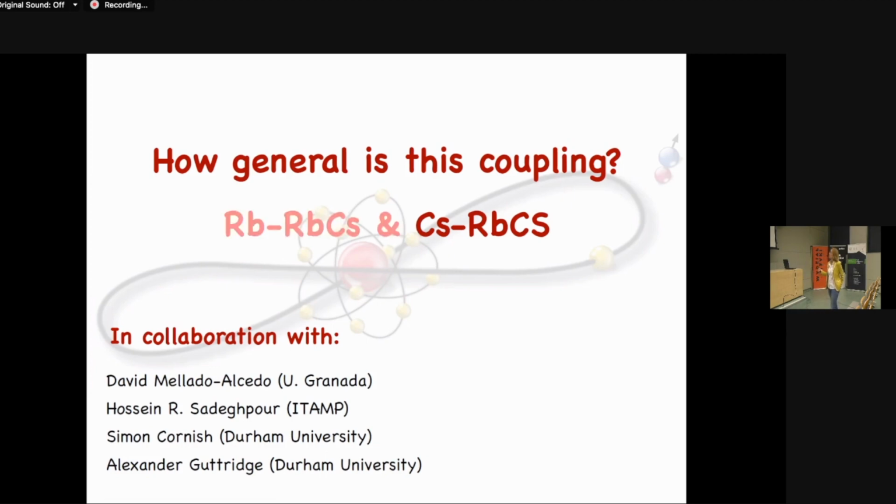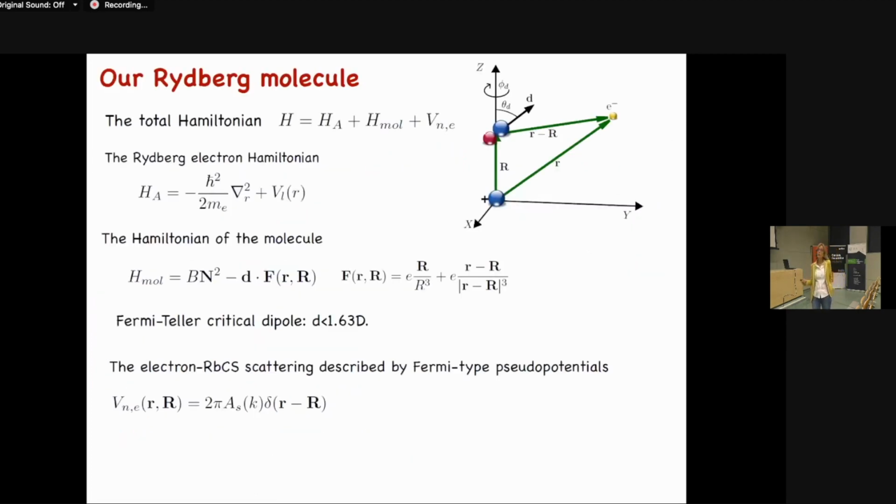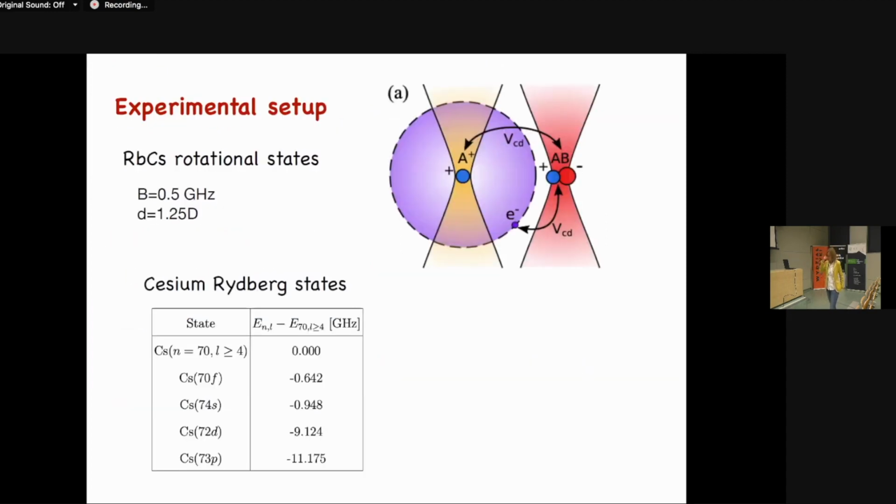And actually here I am going to show you already the result with cesium combined with rubidium cesium. We improved our description so that now we also include the way the electron scatters with the rubidium cesium, and we include the Fermi pseudopotential with the S-wave scattering length between the electron and the rubidium cesium here.